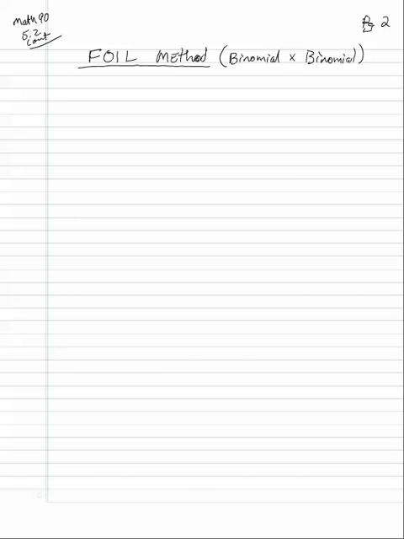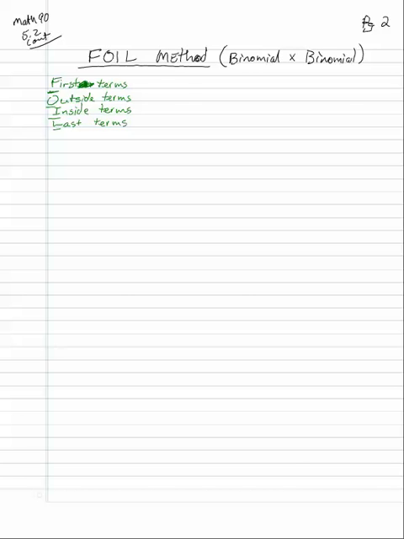Okay, so the FOIL method, it's strictly for two binomials, a binomial times a binomial. So FOIL stands for first terms, it's the F, first terms, outside terms, inside terms, and last. F-O-I-L, FOIL.